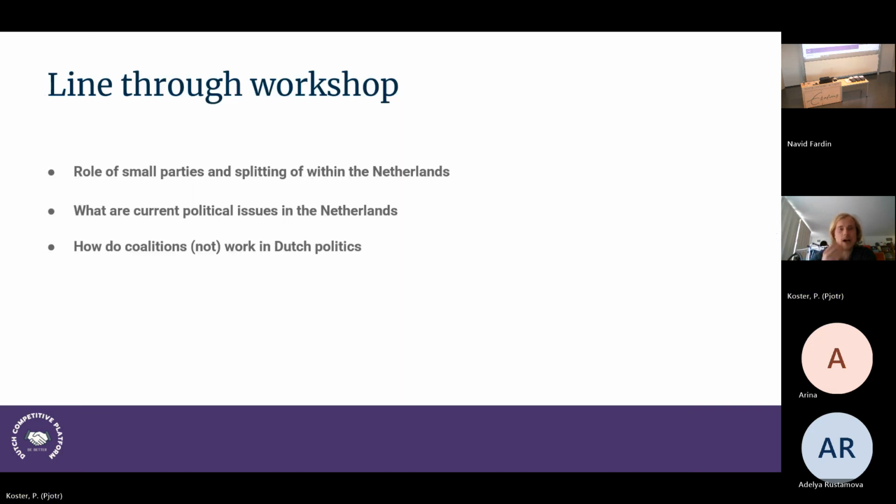I want you to keep this line through the workshop because there is a lot of material that will come your way. It gives you more examples to understand how this would look in different countries, because the Dutch system is quite different from, for example, the UK or even the US system. You're going to hear about different parties, and what I want you to keep in mind is the role of small parties, but also the act of splitting off of parties within the Netherlands. Also, what are the current political issues in the Netherlands?